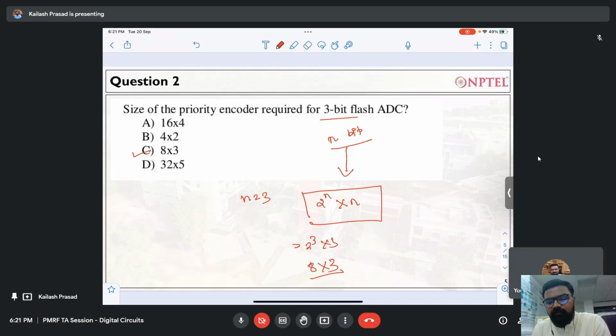Sir, for a 4-bit flash ADC, then it will be 2 power 4 into 4, 16 plus 4? Yes, if it is 4 bit, it will be 16 cross 4. Okay. Thank you, sir.